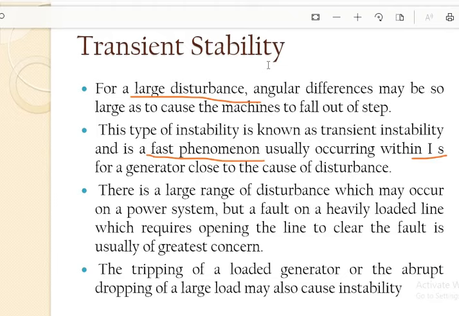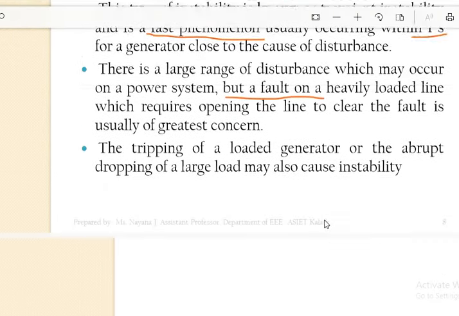What can be the examples? A fault occurring in a system is an example of transient stability. Whereas what could be the example for dynamic stability? Dynamic stability means small disturbance, right? That is change in speed of the turbine, change in loading, etc. A very sudden and large disturbance is actually a fault. If that happens to a particular system and your system is capable of withstanding it, you can say that your system is transiently stable.